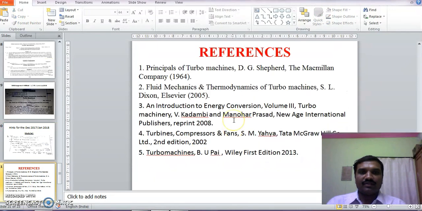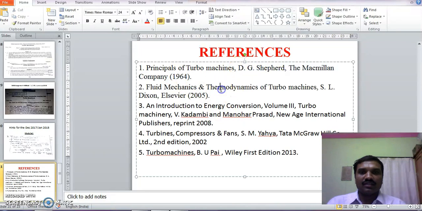I referred to these textbooks: Principles of Turbomachinery by D.G. Shepherd, Fluid Mechanics and Thermodynamics of Turbomachinery by Dixon, Introduction to Energy Conversion, and Turbomachinery by B.K. Venkanna, and turbines, compressors and fans by S.M. Yahya, Tata McGraw-Hill. So these are the references I referred to.